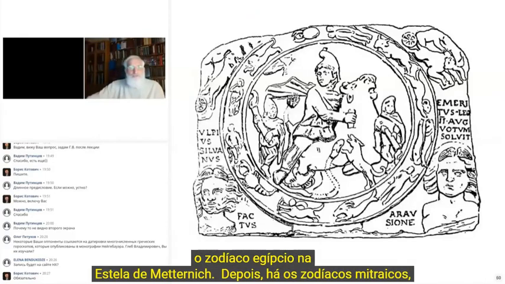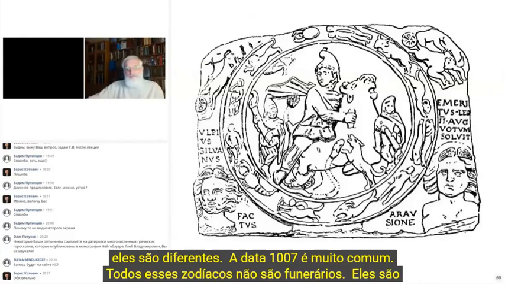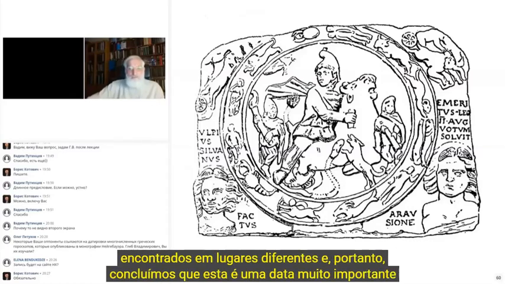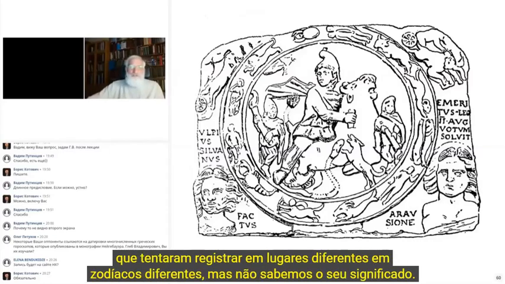Then there are Mithraic zodiacs. They are different. The date 1007 is very common. All of these zodiacs are not funerary. They are found in different places, and therefore, we conclude that this is a very important date that they tried to record in different places in different zodiacs, but we do not know its meaning.